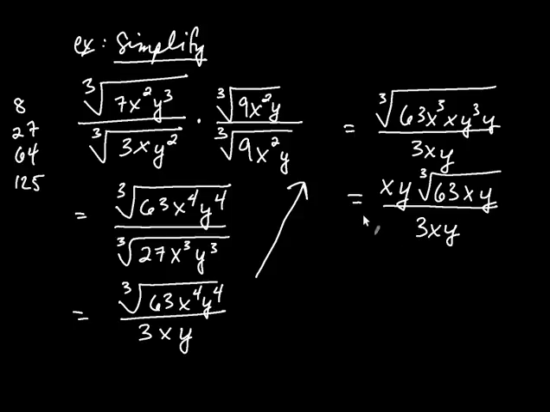And now we can simplify a little bit. The reason is because we can cancel these x's. So the x with the x, and the factor of y with the factor of y, and there's our answer. It's going to be the cube root of 63xy divided by 3.